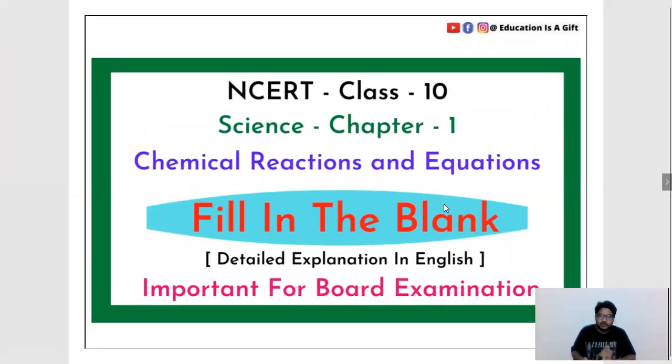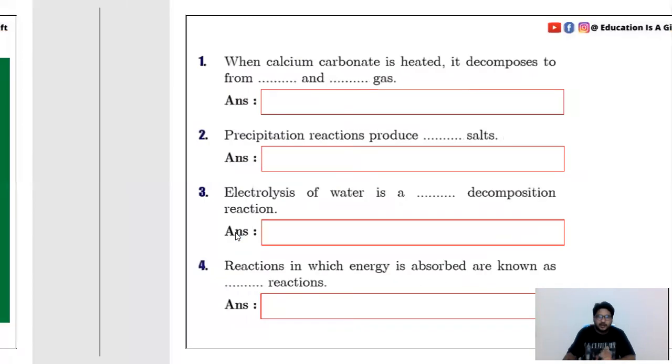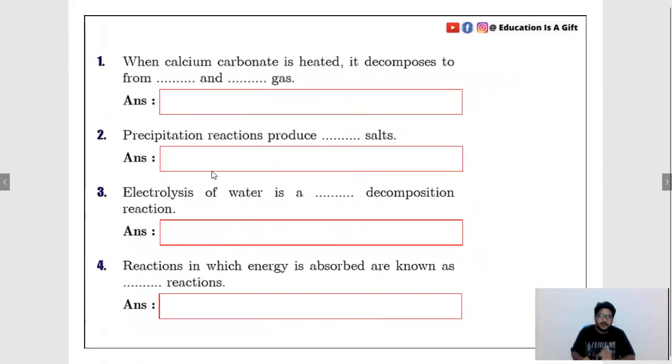In this video, we are going to learn NCERT Class 10 Science Chapter 1, Chemical Reactions and Equations, fill in the blanks. This fill in the blank acts as VSAQ, that is very short answer question, which carries 1 mark. So we'll see fill in the blanks and we'll try to learn how they will be framing questions and how we need to answer those. We have total 16 fill in the blanks and few questions will be repeated. We'll try to understand each.